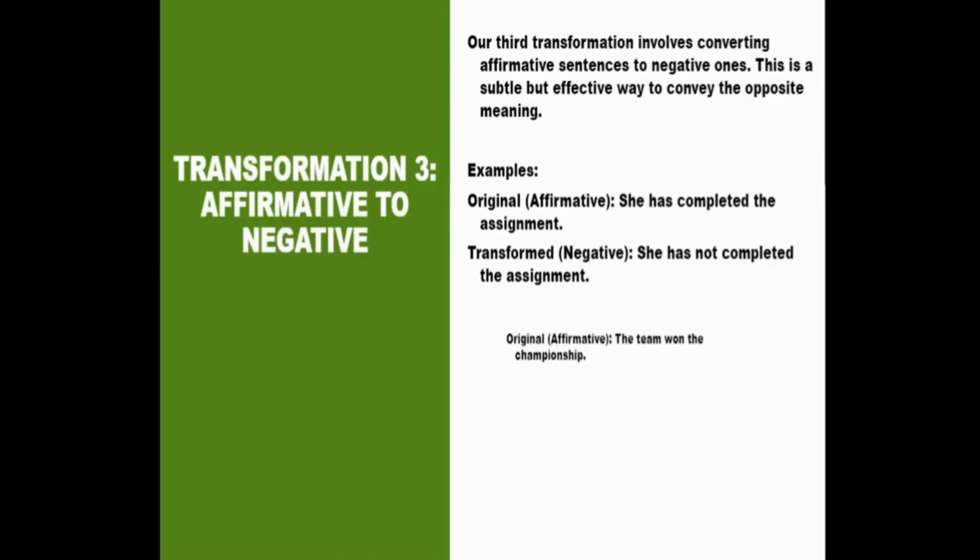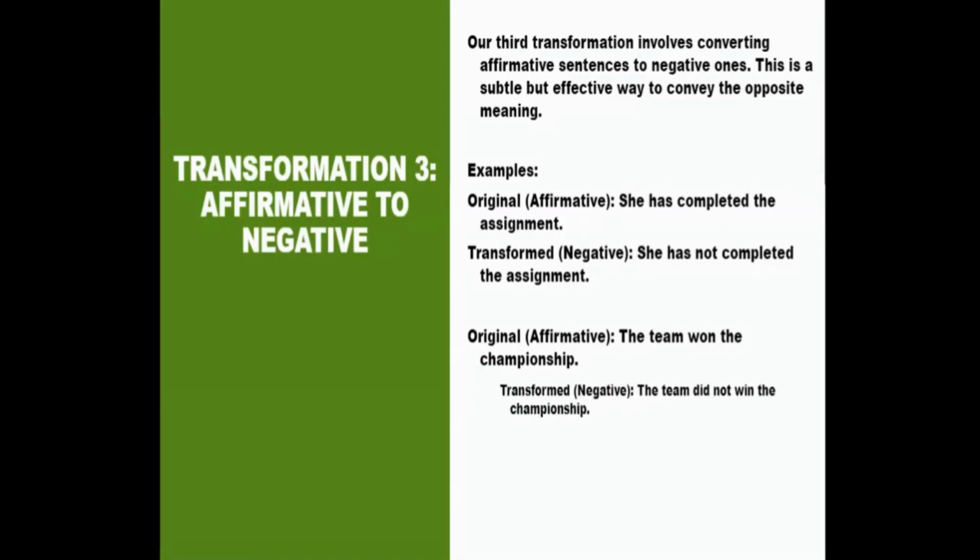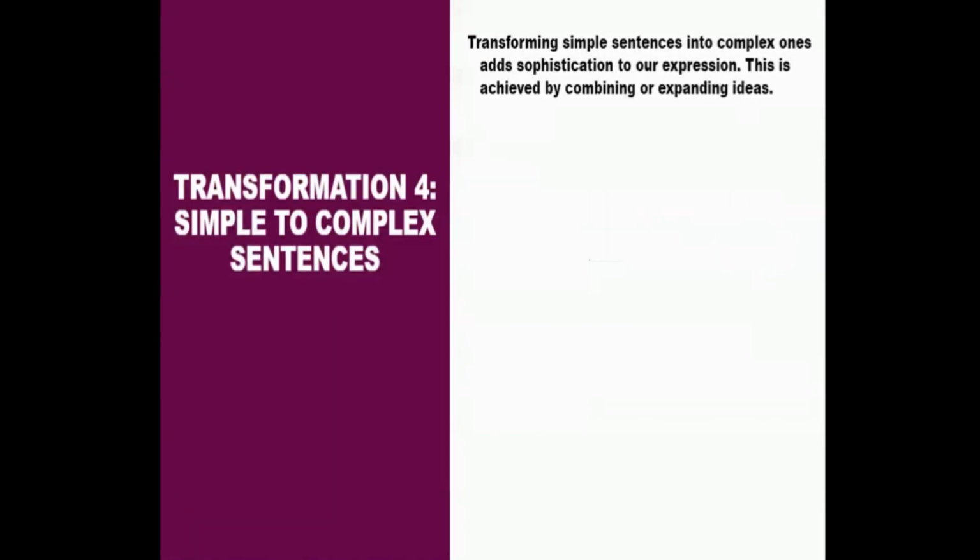Another example, the team won the championship. This is an affirmative sentence. The negative is as follows. The team did not win the championship. Now, this brings us to transformation number 4, transforming simple sentences into complex ones adds sophistication to our expression. And that's what we are going to look at, from simple to complex sentences.